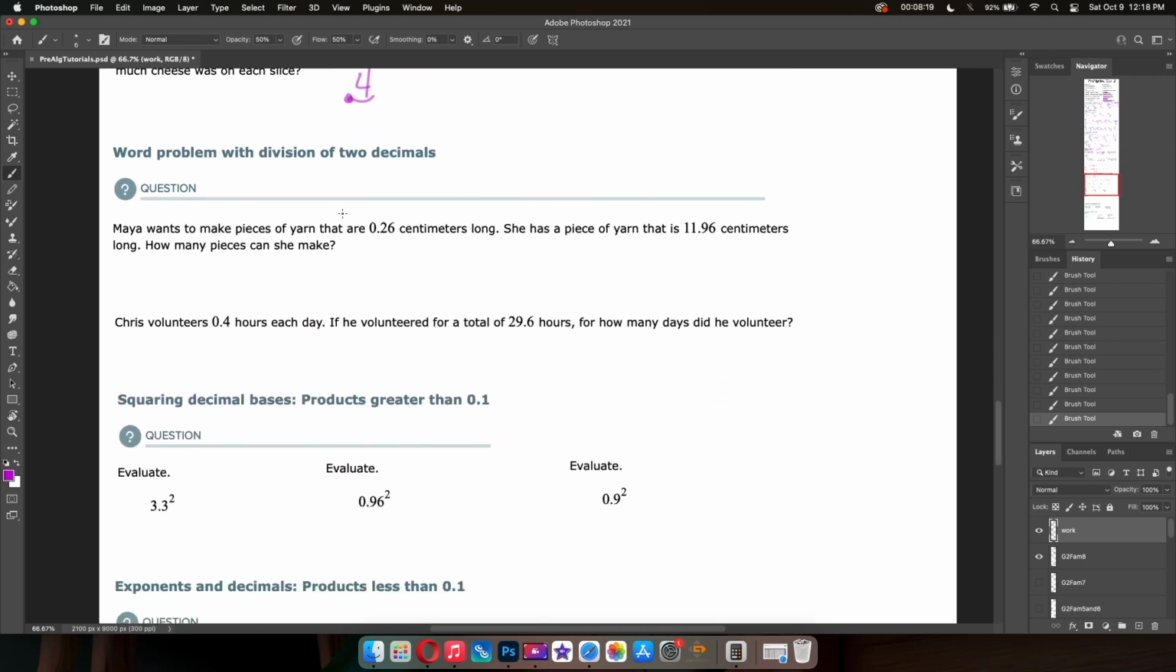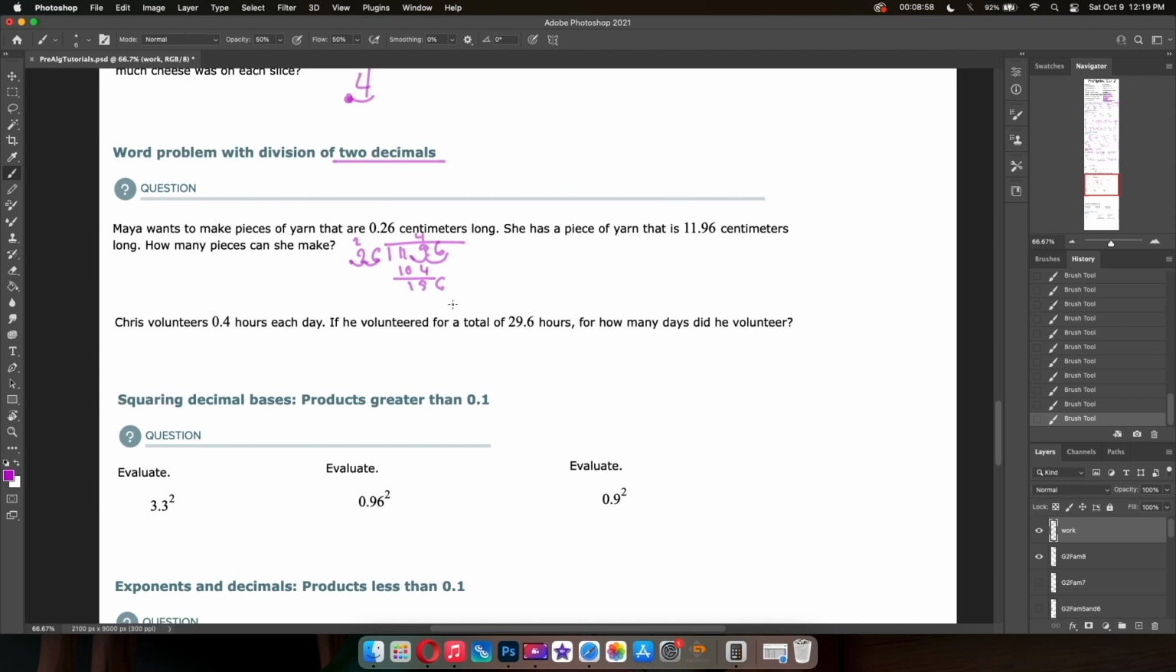Word problem with division of 2 decimals. I might need to do this out the long way. We will see. So we're taking the 0.26 and we're dividing by 11.96. Move it over 2 places, move it over 2 places. So 26 into, so that's either going to be 4 or 5. We'll assume 4. 4 times 26 is 104, which gets me 156.